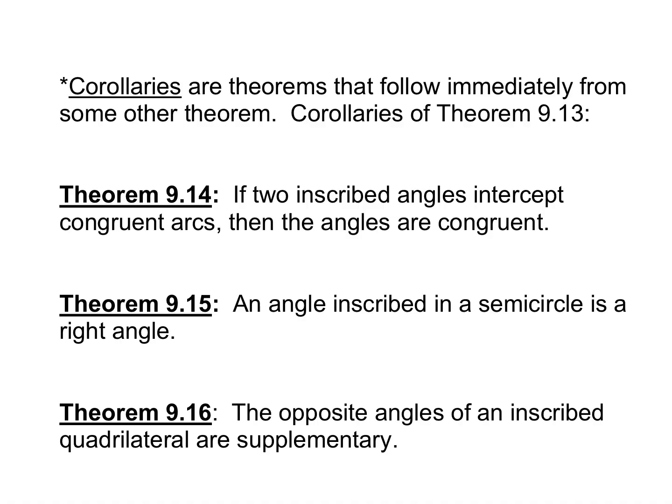When you have theorems that follow directly from another theorem, they're called corollaries. They're so very closely related that we are listing them as theorems, but they are actually corollaries, which means they're very closely related to our theorem. So theorem 9.14 says, if 2 inscribed angles intercept congruent arcs, then the angles are congruent. Now that's just the converse of what we just got done saying.